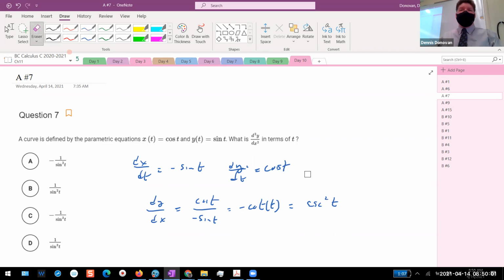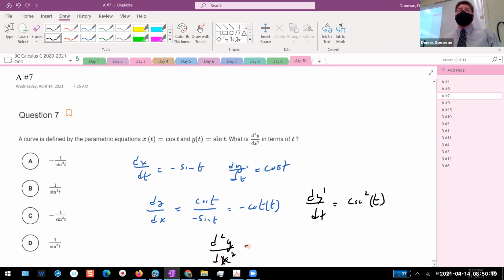Oh, what am I doing? This is this, right? dy prime/dt is cosecant squared t, right? Okay. And so the second derivative is cosecant squared of t over negative sine of t. Well, that's 1 over sine squared, so negative 1 over sine cubed.